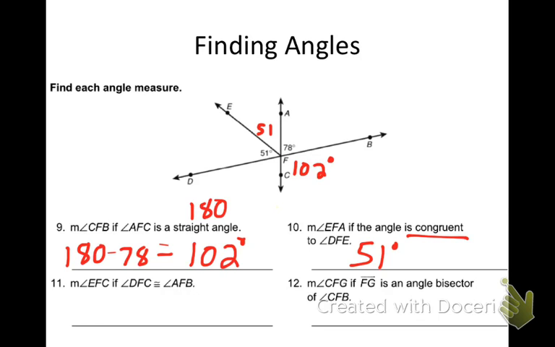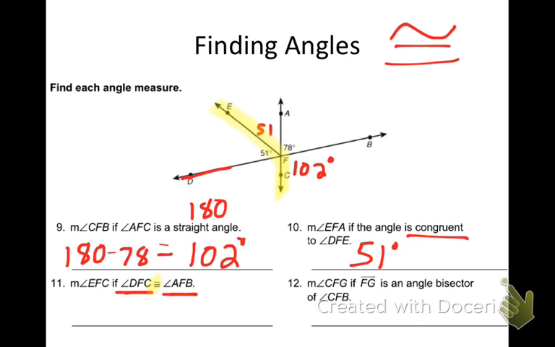Okay, I want to find the measure of angle EFC if DFC and AFB are congruent. This right here, this symbol, that is the congruency symbol, in case you're wondering. It has an equal sign with a squiggle above it. That is a congruency symbol. It means they're the same.